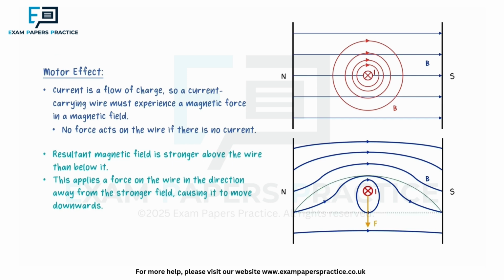We can think of these field lines as the stretched elastic of a slingshot before the object in the slingshot is fired. This magnetic force on a current-carrying wire in a magnetic field is known as the motor effect, and is used in rotating wires in electric motors and producing sound from loudspeakers.